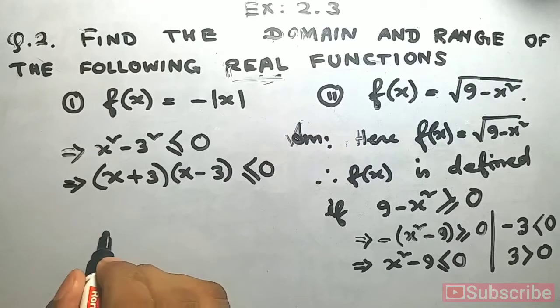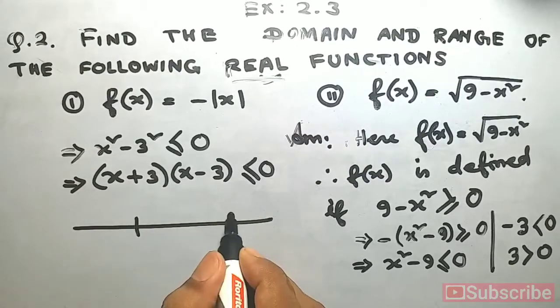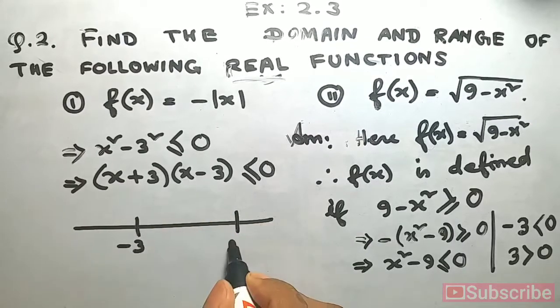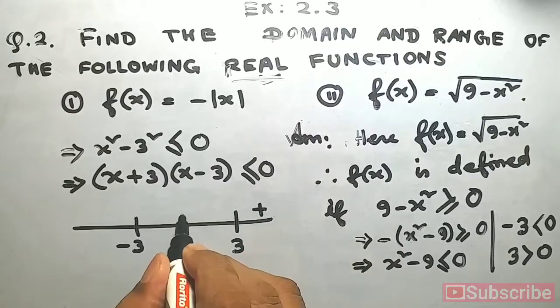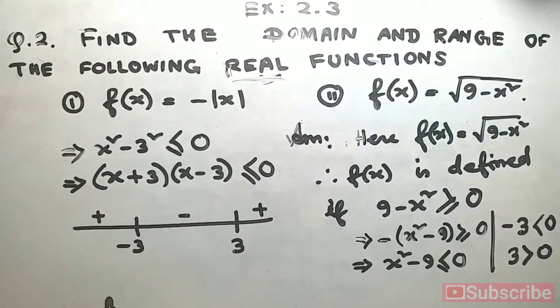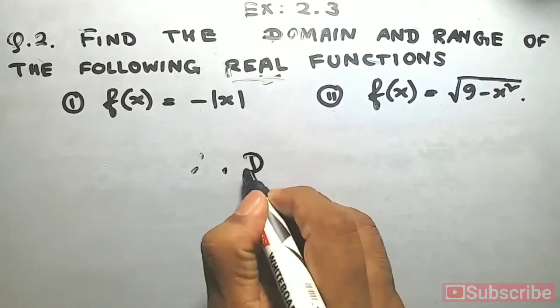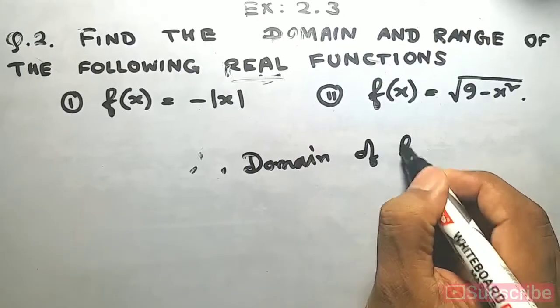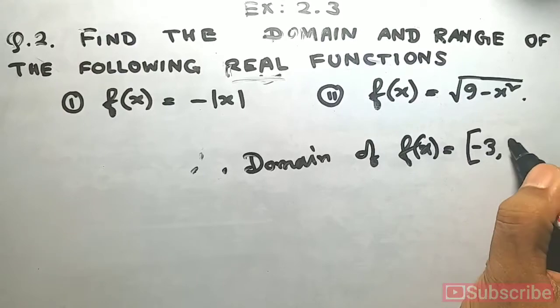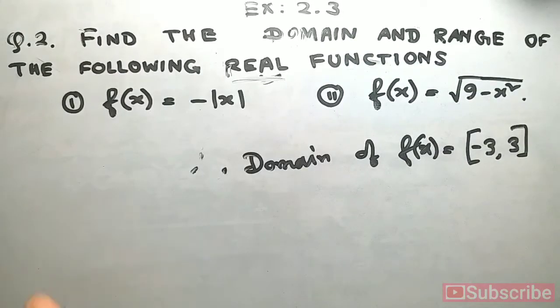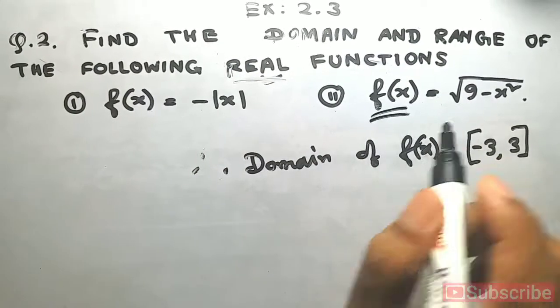So we know how to solve this by wavy curve method. For this we will get minus 3, for this we will get 3. Now if we put here positive, then this will be negative, then this will be positive, isn't it? Now this expression is less than or equal to 0, so minus 3 to 3 is our required interval. So therefore x lies between minus 3 to 3 is the solution of this inequality, isn't it? Therefore domain of f(x) is minus 3 to 3. Got it?